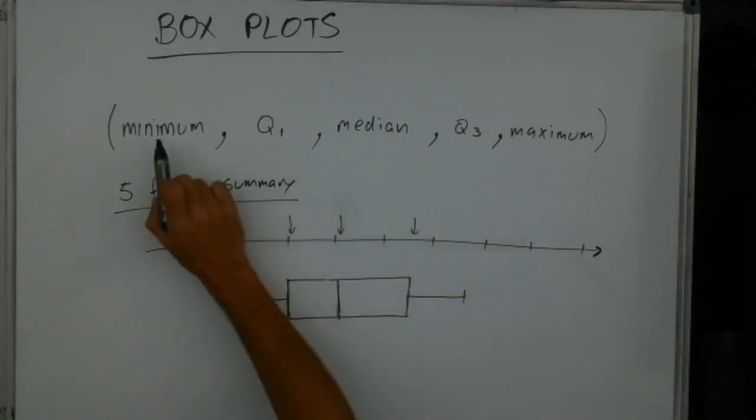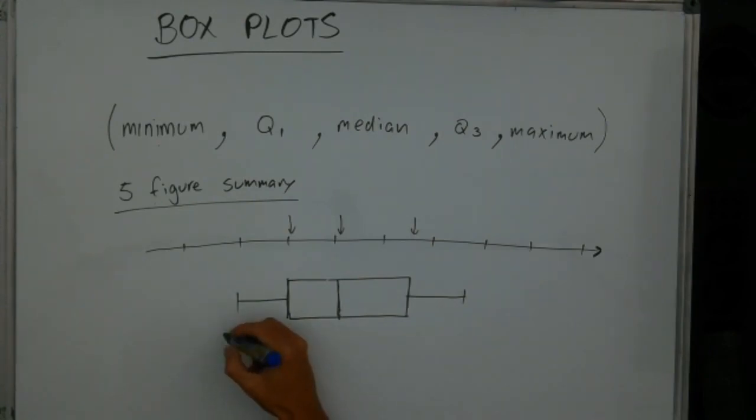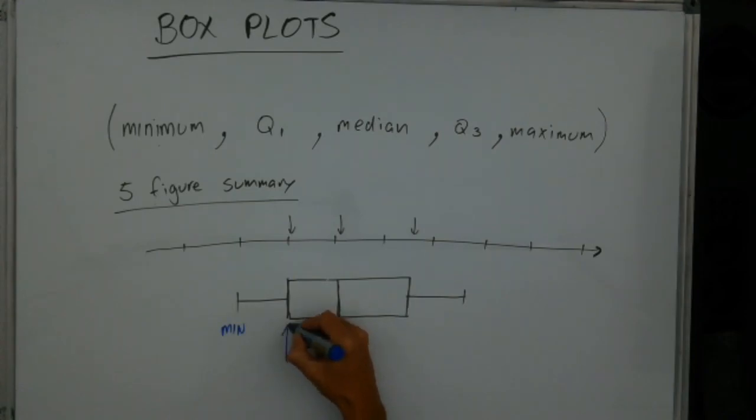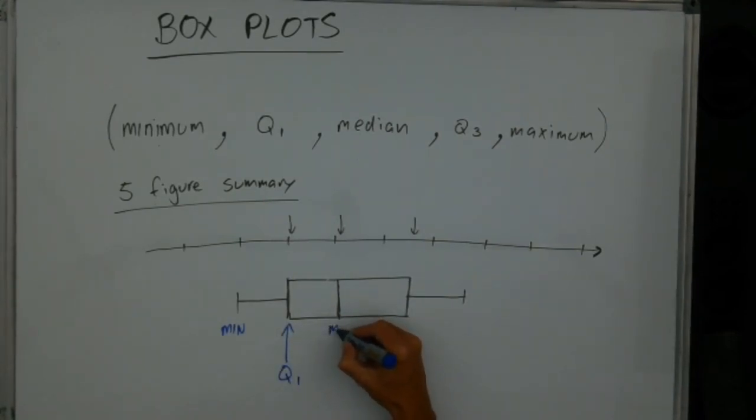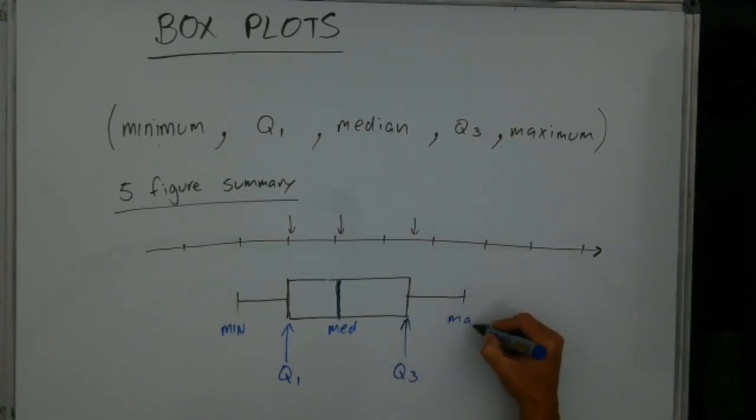So once we calculate these things, the scale is what we're measuring it on, and essentially this end is the minimum, this end of the box is Q1, that's the median, that line in the middle, that's Q3, and that's the maximum.